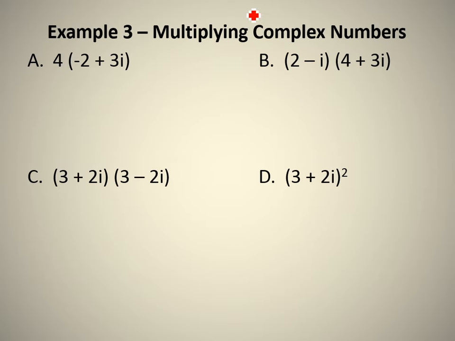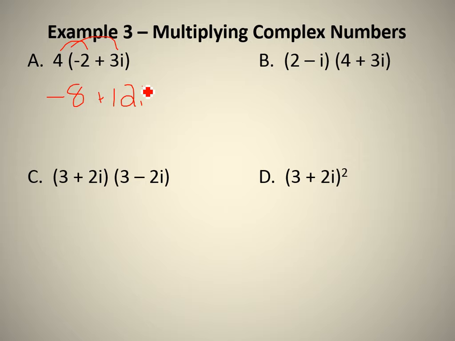So in terms of multiplying, one of the things that we can also do with complex numbers is to multiply them. So just remember, when you're multiplying, you're going to treat i just like you would treat a variable. So with part A, when I go to do this here, I want to distribute the 4, and when I do that, I just get negative 8 plus 12i. So you get something like that there. For part B, I want to FOIL the two complex numbers here.